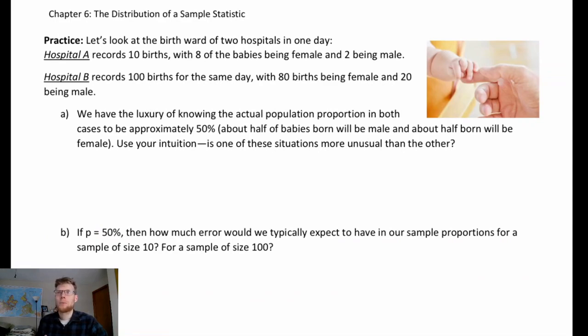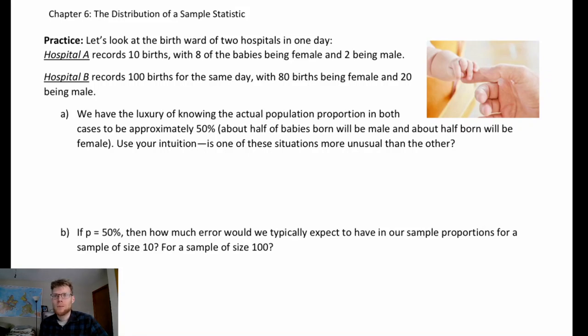All right, let's look at another example here. I think this is a really interesting question. I love to use it to think about sampling variability, especially in the context of sample proportions. Let's say that we have two hospitals, and we're looking at the number of births recorded in one day at each hospital. One hospital only records 10 births that day, 8 of the babies being female, 2 of them being male. Another hospital records 100 births for the same day, with 80 births being female and 20 births being male. Now, we have the luxury of knowing that the actual population proportion in both cases is approximately 50%. About 50% of babies born are going to be male, and about 50% are going to be female.